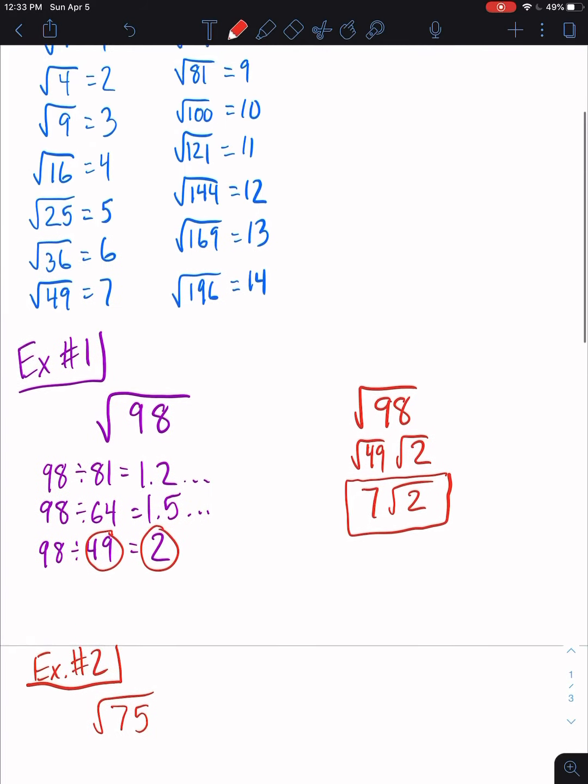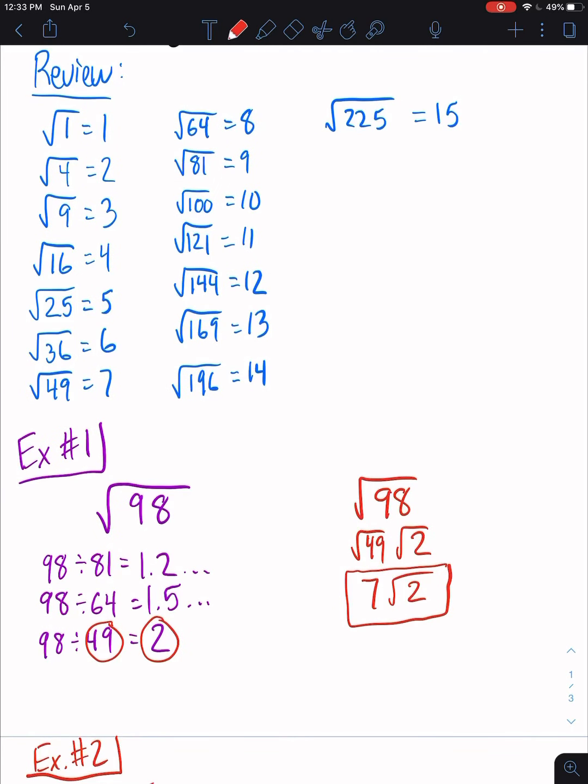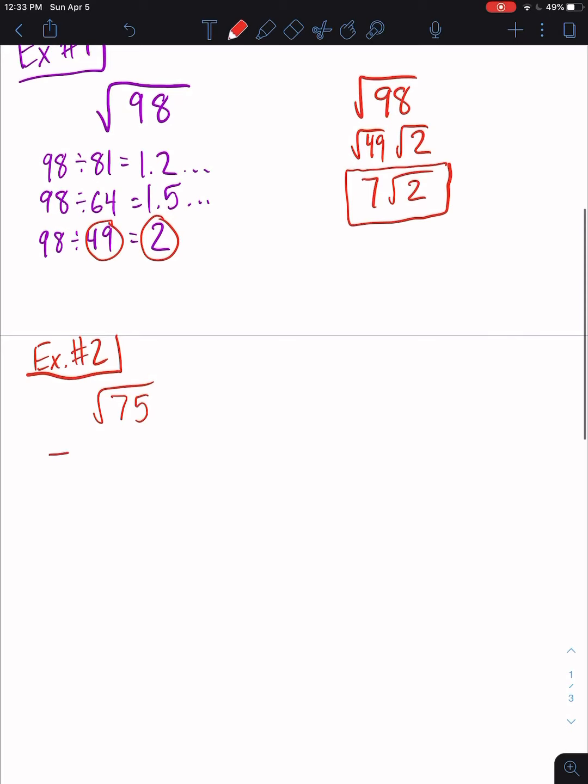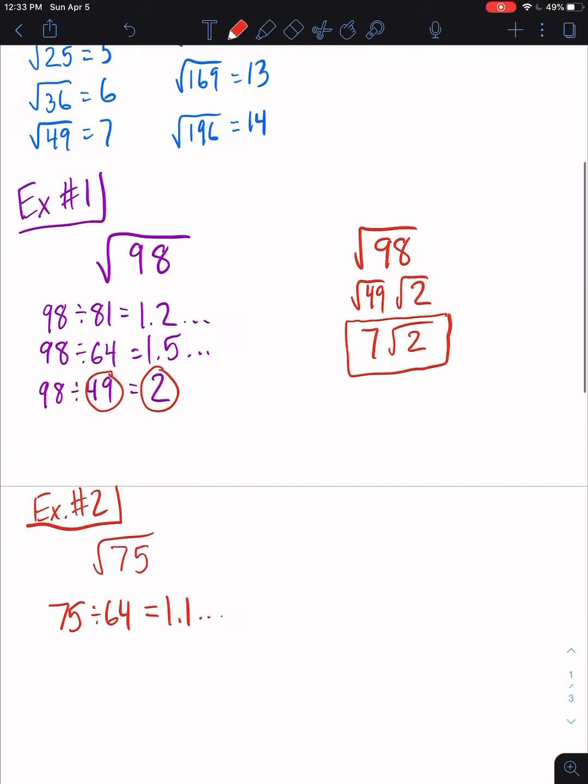Okay, so again, just going to scroll up here to my list. The first thing I'm going to try is 75 divided by 64. And you don't have to write any of this out. This could just be something that you're plugging into your calculator. And again, you're only going to care about which one does not have a decimal. So the minute there's a decimal, I'm done. Can't be 64, let's try 49.